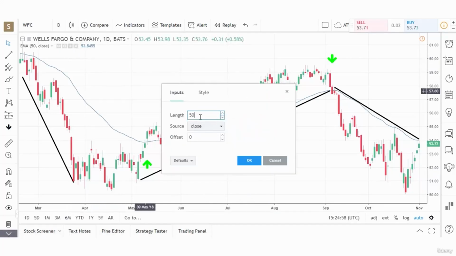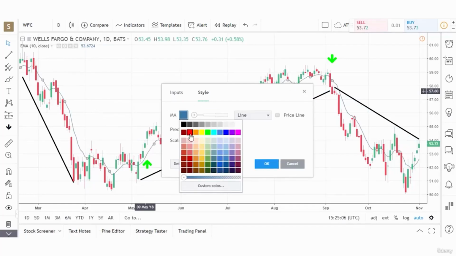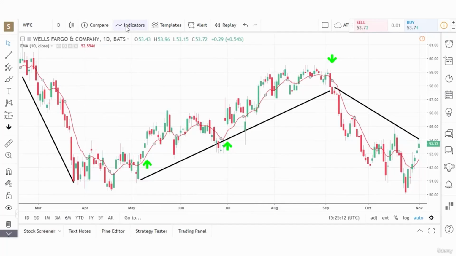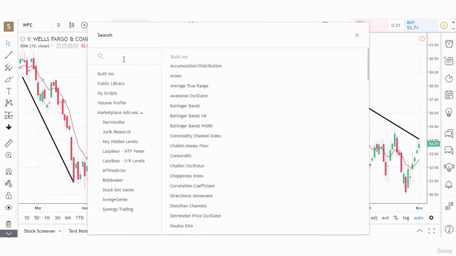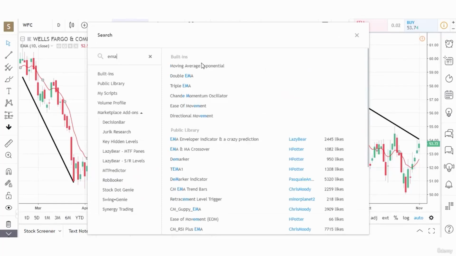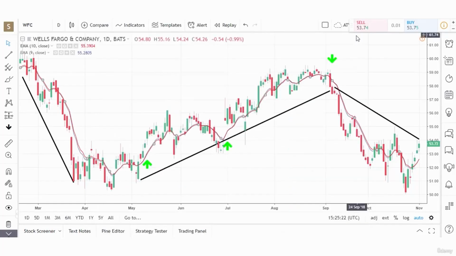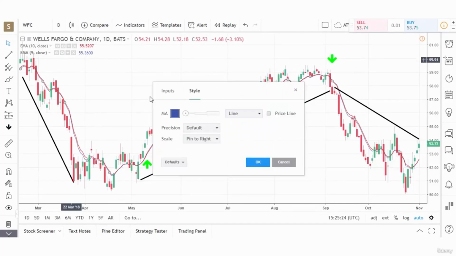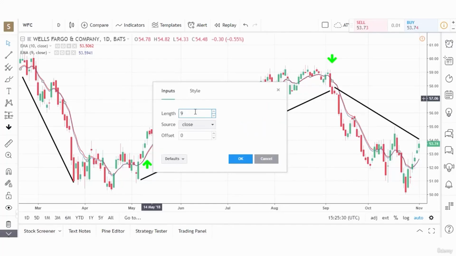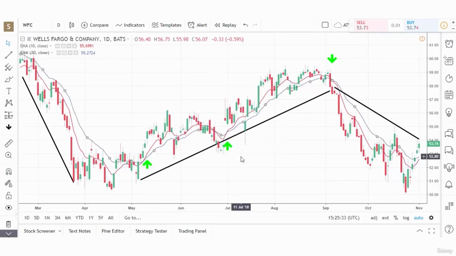We're going to go to Format again, and we're going to use a 10-day EMA, which is going to be our fast line. We're going to add another EMA. So go back to Indicators, type in EMA again, click on Moving Average Exponential, and for our second EMA, which is going to be blue, we're going to make that a 20-day EMA. Here we see the 10-day crossing the 20-day and giving us our buy and sell signals.